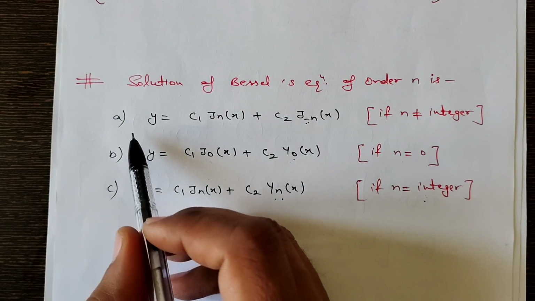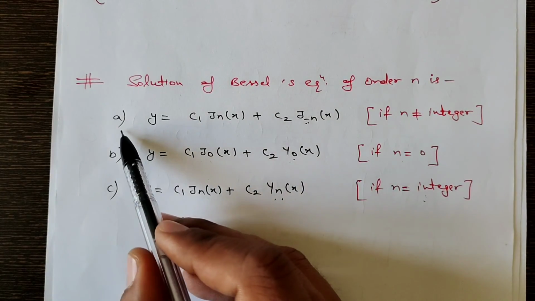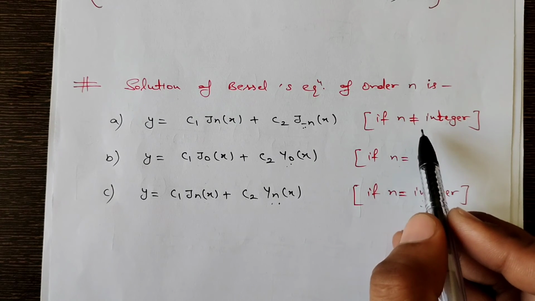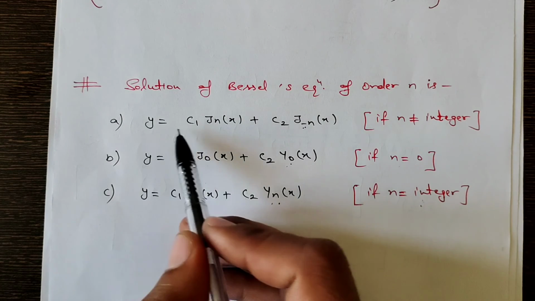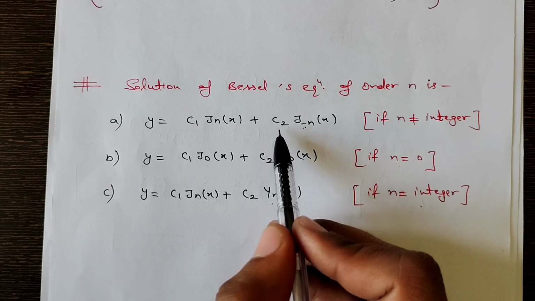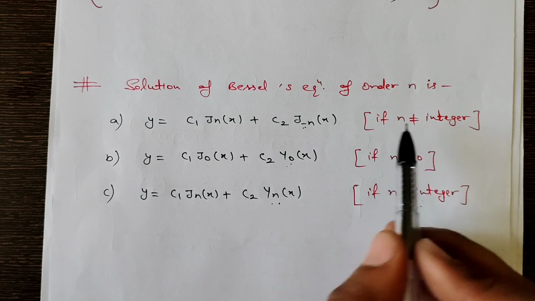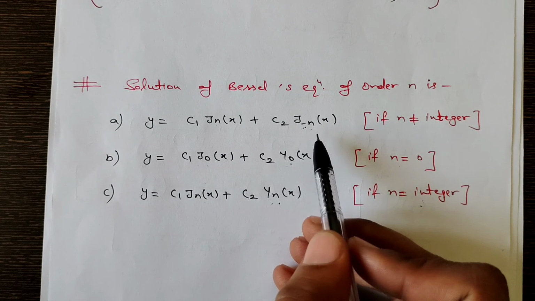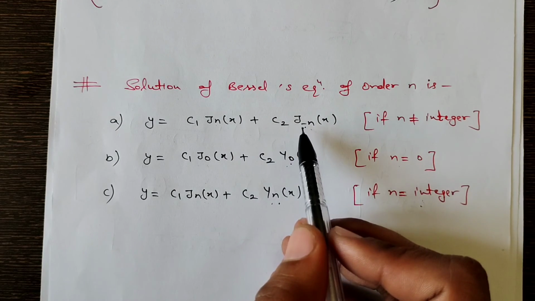So look at the first case. It is nothing but the solution of the Bessel differential equation of order n. So the first case corresponds to when n is not an integer. It means when n has a non-integer value, then the complete solution can be written as c1 times J_n(x) plus c2 times J_minus n(x), because we already knew that for this case both J_n(x) and J_minus n(x) are linearly independent solutions, so we can write the complete solution in terms of them.